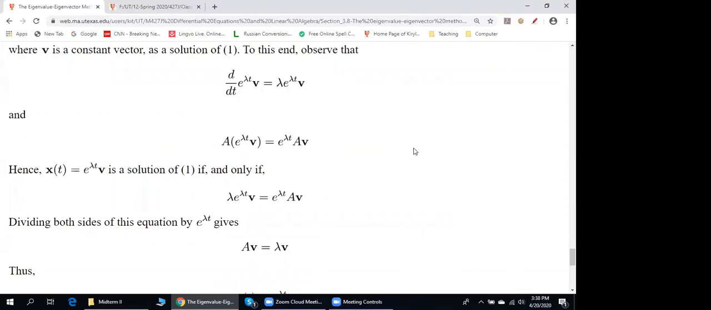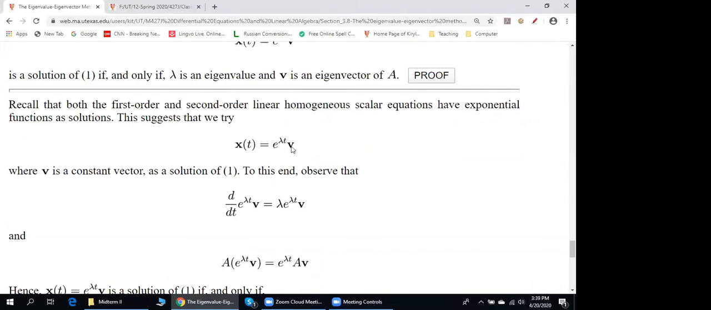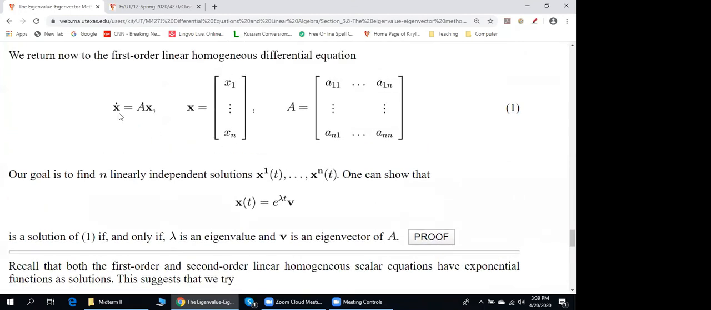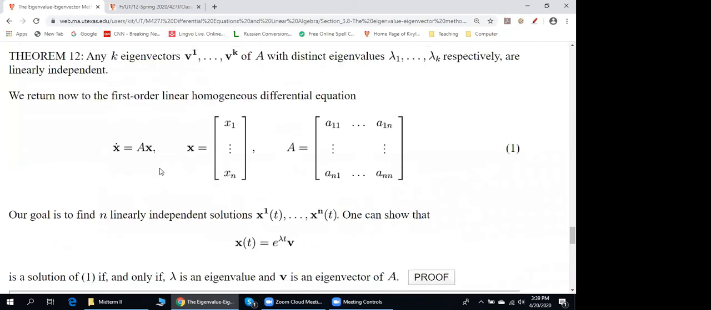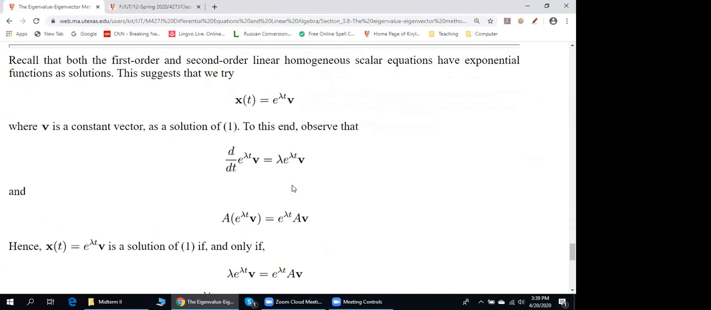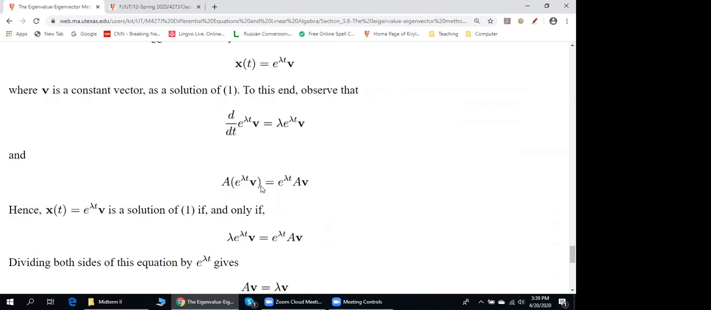Not really complicated. So x of t is e to lambda t v. We take the derivative of this, done. And then we plug this into the left-hand side and the right-hand side. X dot means derivative, as we discussed. If we plug this into the left-hand side, it becomes this. If we plug this into the right-hand side, it becomes A times e to lambda t v, which is exactly what is written here. And then, since e to lambda t is a constant, it can be factored out.